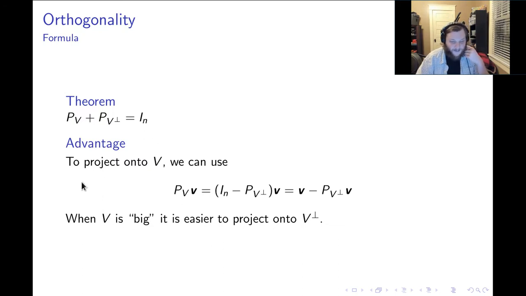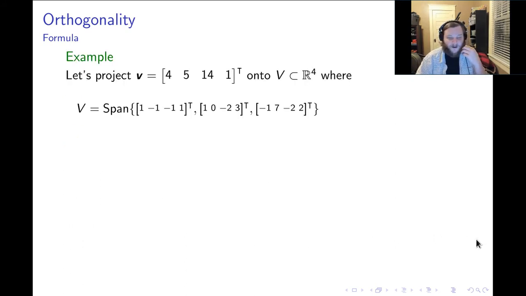So the punchline here is that if we want to project onto V, we could use this formula. Projection onto V is the same thing as identity minus projection onto the orthogonal complement, times V, which ends up being the vector minus the projection onto the orthogonal complement. So when our space is really big, and by big I mean has large dimension, it's actually easier to project onto the orthogonal complement. Let's see an example here.